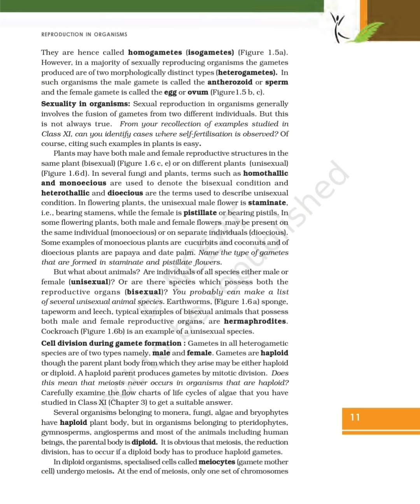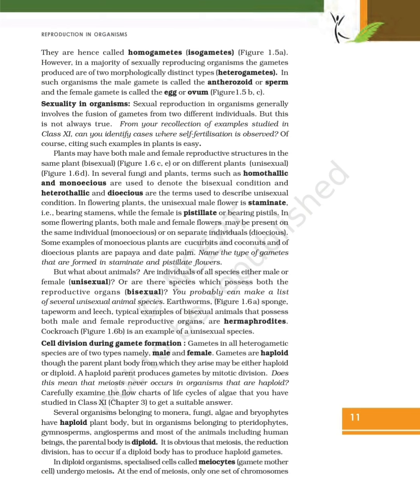In flowering plants, the unisexual male flower is staminate, that is bearing stamens, while female is pistillate or bearing pistils. In some flowering plants, both male and female flowers may be present on the same individual, monoecious, or on separate individuals, that is dioecious. Some examples of monoecious plants are cucurbits and coconuts, and of dioecious plants are papaya and date palm. Name the types of gametes that are formed in staminate and pistillate flowers.